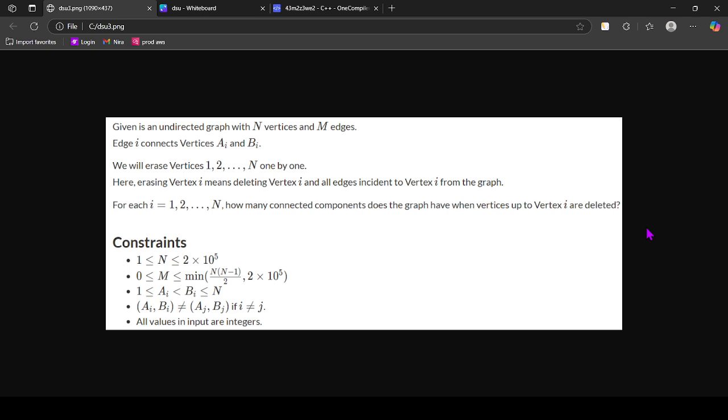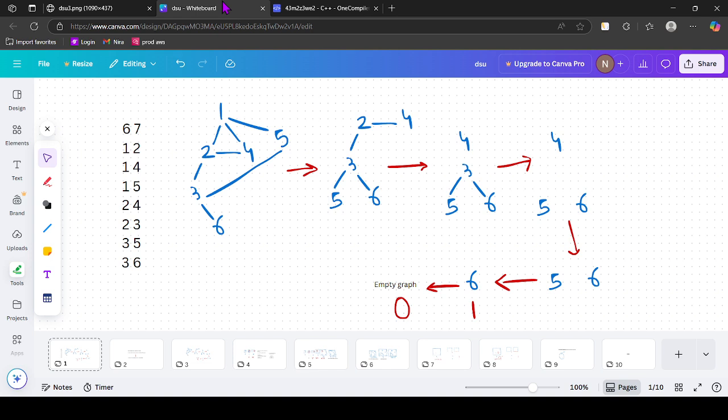So given an undirected graph with n vertices and m edges, each edge i connects ai and bi. We will erase vertices 1, 2, 3 and so on till n one by one. Erasing vertex i means deleting vertex i and all the edges incident to vertex i from the graph. For each i equal to 1 to n, how many connected components does the graph have when the vertices up to i are deleted? And the constraints are n is up to 2e5 and m is up to 2e5 and ai less than or equal to bi and so on.